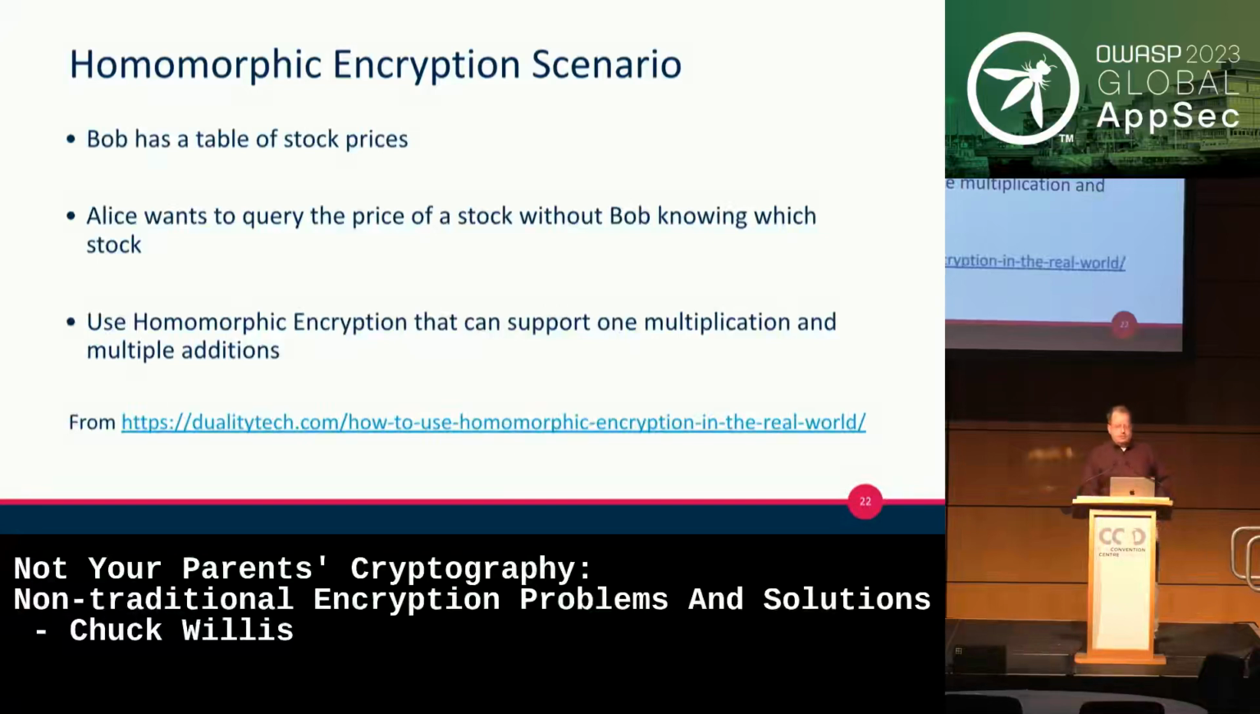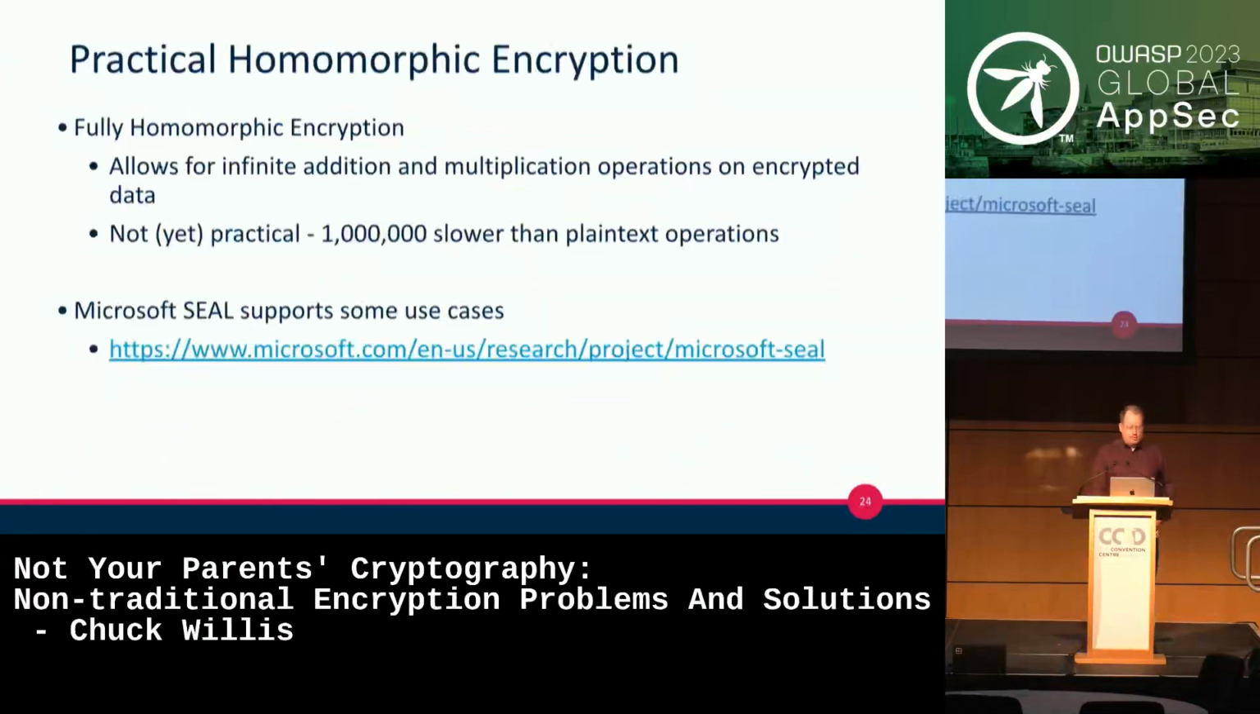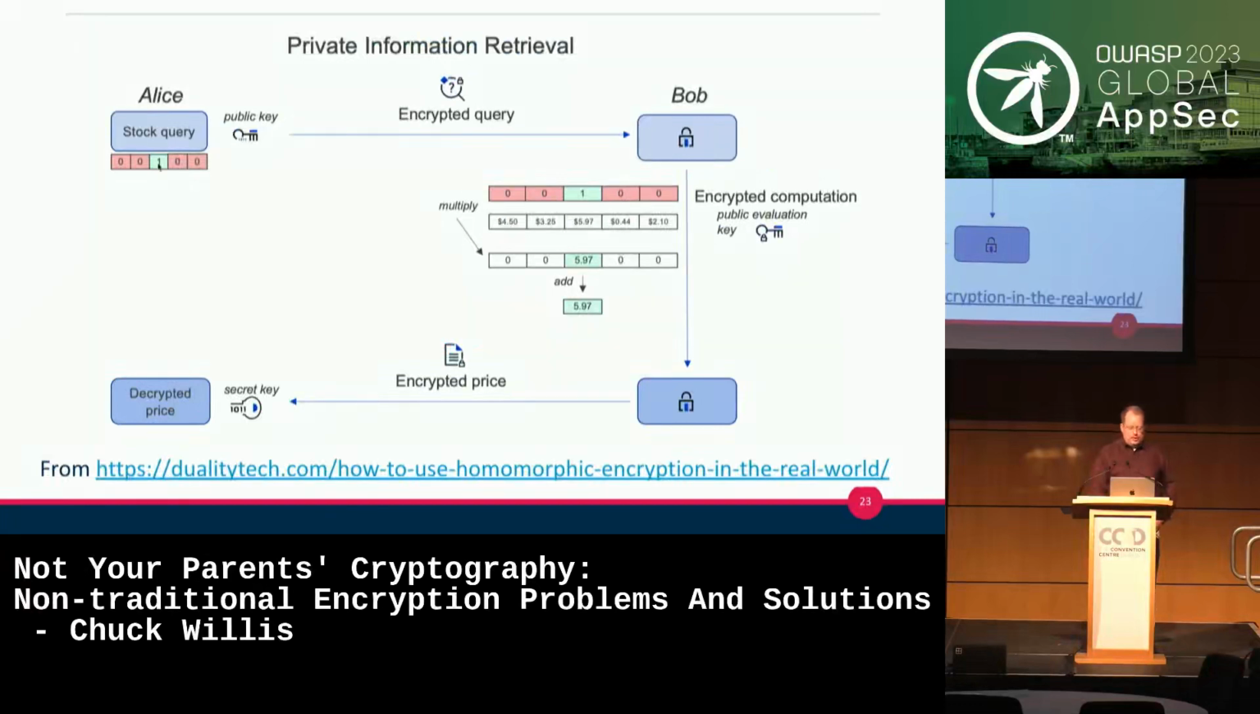So the presumption is Alice and Bob both have plenty of CPU speed, but maybe not so much bandwidth. So we don't want to pull down the price of every single stock. But what can happen is that Alice can send an array basically of encrypted values. There's five possible stocks in this case, and we want to know the middle one. So stocks A, B, C, D, E. What she's going to send is A and B are zeros because we don't care about those. C is 1 and D and E are zeros. And this basically gets encrypted and sent over to Bob.